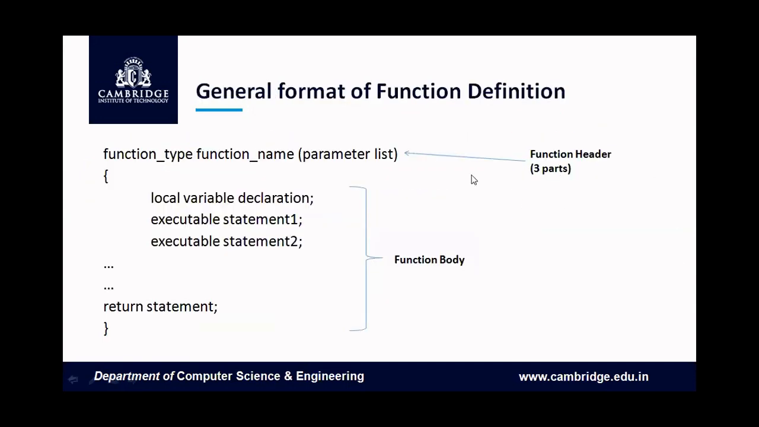We'll see what is the general format of a function definition. All 6 points are written like this: function type, what type of value the function is going to return, name of the function, and parameter list. These 3 things together, we call it the function header. Now, what is the function body? When you start a function, local declarations must be there, and whatever task you want to perform, you keep on writing as executable statements. At the last, you have to return the value, or else just return the control. This part is known as the function body. The main function definition has 2 parts: one is function header, another one is function body.